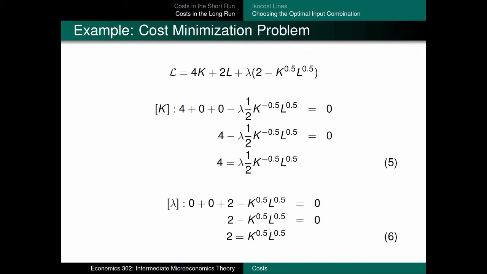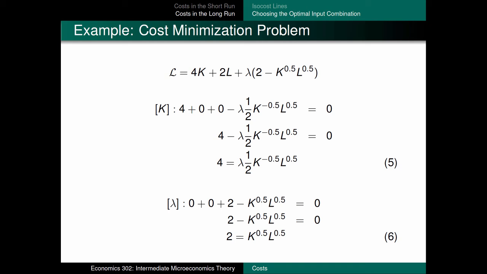Simplifying, we get that 4 minus lambda times 1/2 times K^(-1/2) times L^(1/2) is equal to 0. And isolating 4 gets us 4 equals lambda times 1/2 K^(-1/2) times L^(1/2). We'll refer to this equation as equation number 5, which we'll refer to in the next slide.